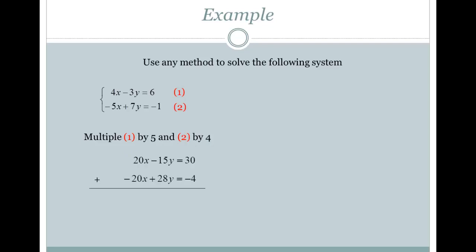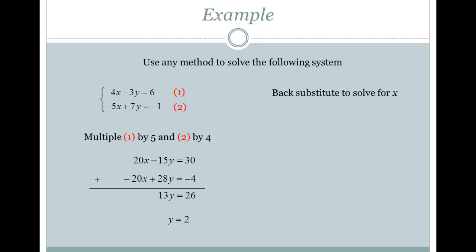If I do that, I get 20x minus 15y equals 30. Again, remember, I got to multiply the entire equation by 5. And then the second equation, the entire equation by 4. Negative 20x plus 28y equals -4. Now I can add these, and the x terms are going to go away. 13y is equal to 26. Divide by 13. I get y is equal to 2.